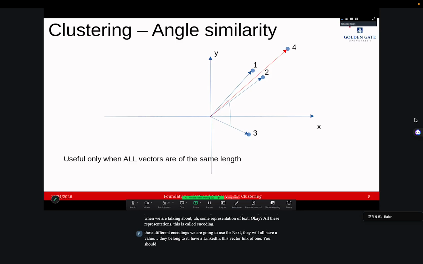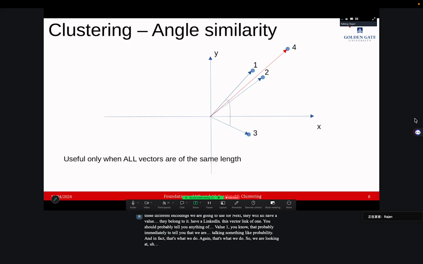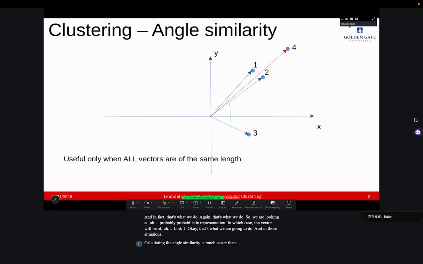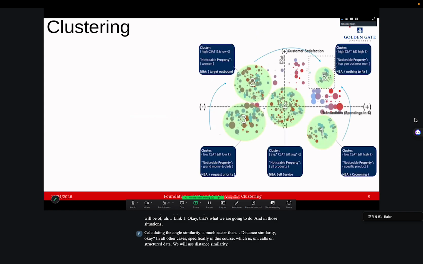Anything of value 1 should probably immediately tell you that we are talking about something like probability. And in fact, that's what we do. So we are looking at probabilistic representation, in which case the vector will be of length 1. And in those situations, calculating the angle similarity is much easier than distance similarity. In all other cases, specifically in this course, which is a course on structured data, we will use distance similarity.